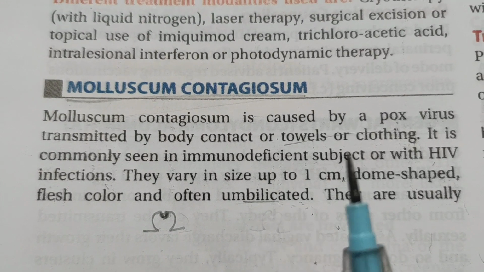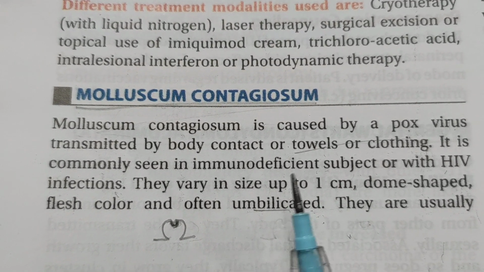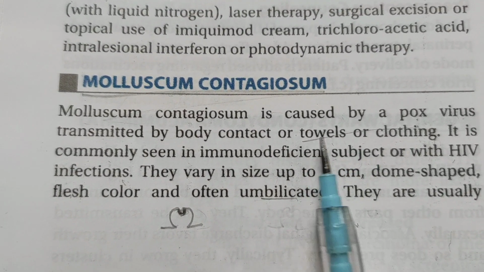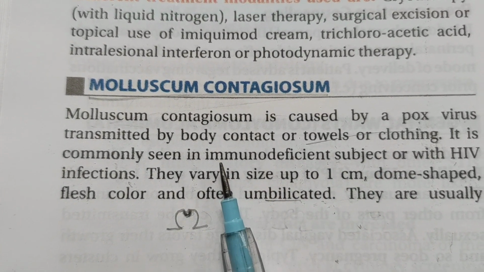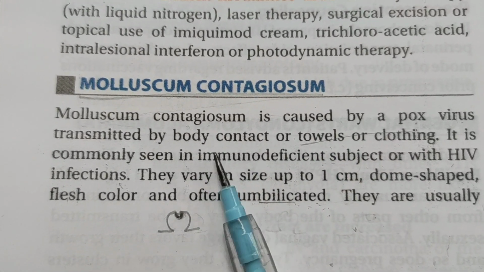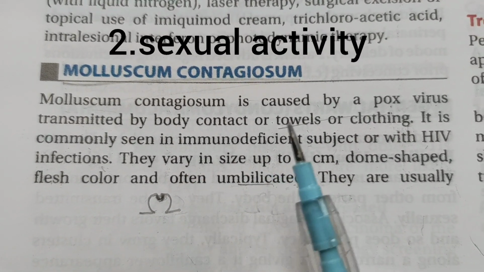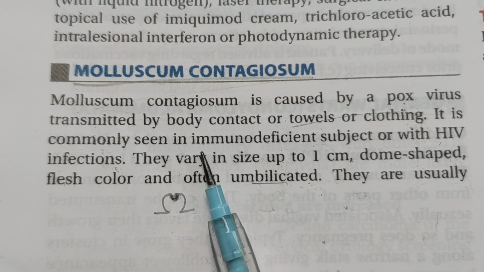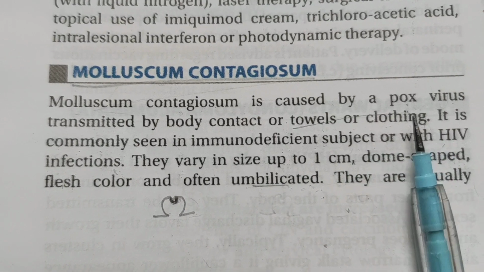Now we will talk about risk factors. First risk factor is immunodeficiency. Anything that causes immune deficiency, like infection with HIV or steroids, those types of things can lead to immunodeficiency. Second is sexual activity. Third is other skin conditions like eczema. The incubation period generally occurs between 2 to 6 weeks.